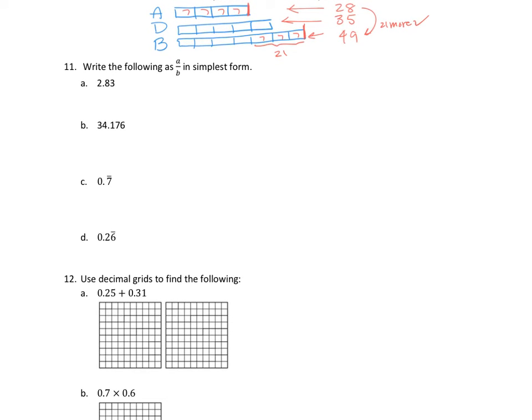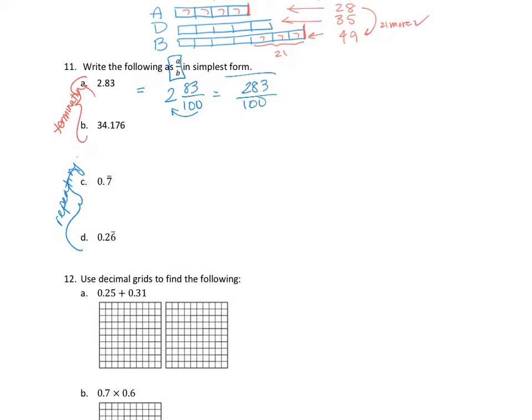For number 11, we want to write the following as fractions, basically. So we have a whole bunch of decimals. Reminder that these guys are called terminating. And the last 2 guys here, these are the repeating decimals. So 2.83 is going to be equal to 2 and 83 hundredths, which 83 hundredths can't reduce, but it does want it in the fraction form a over b, so I'm going to write this as an improper fraction then.